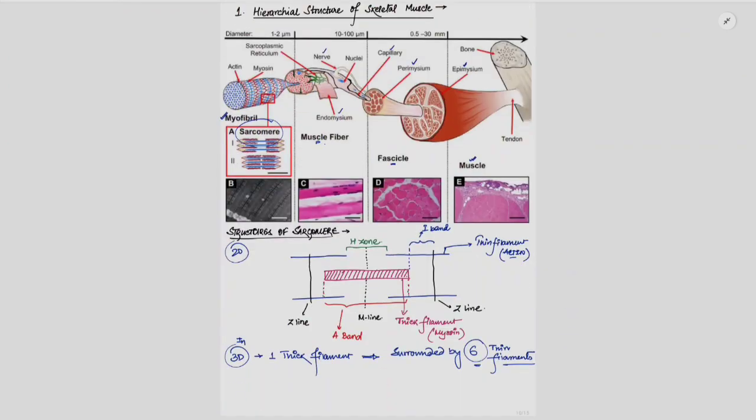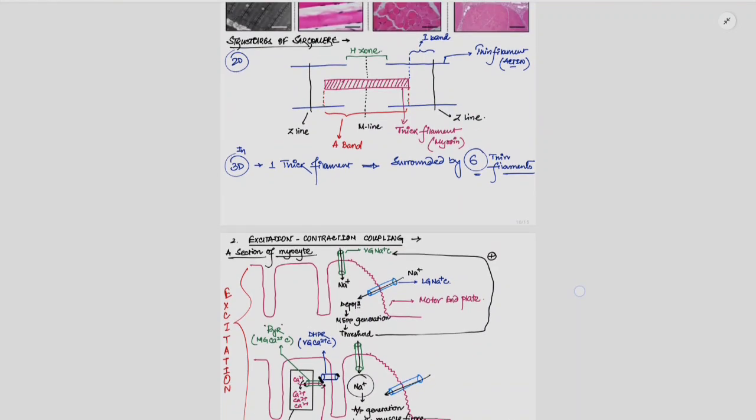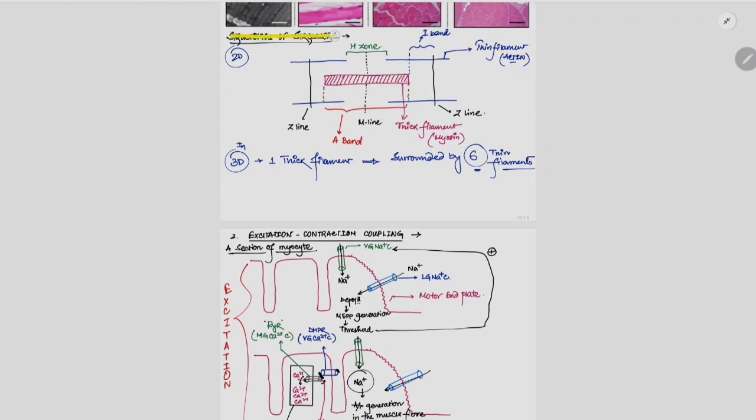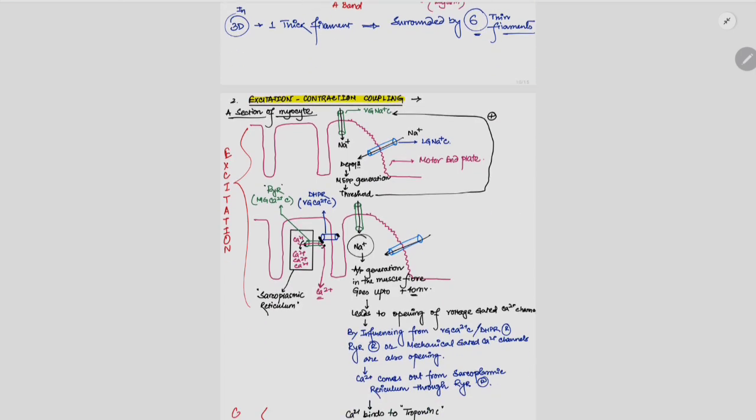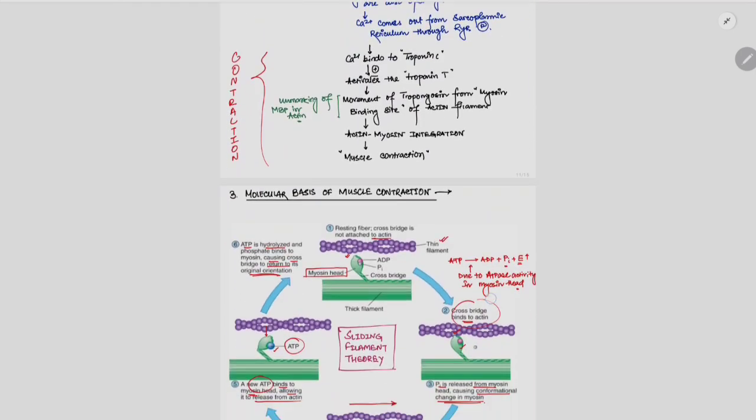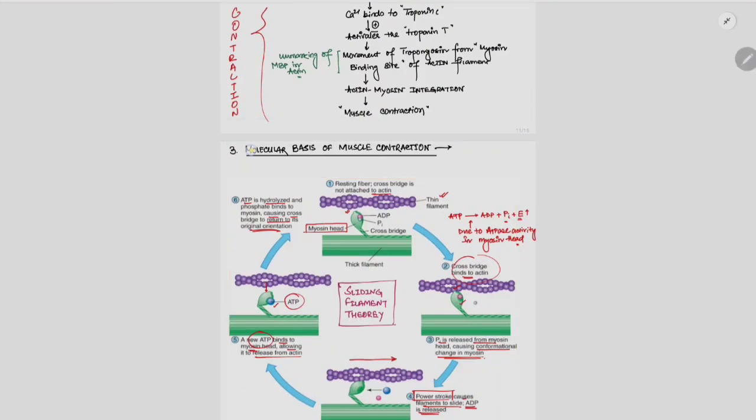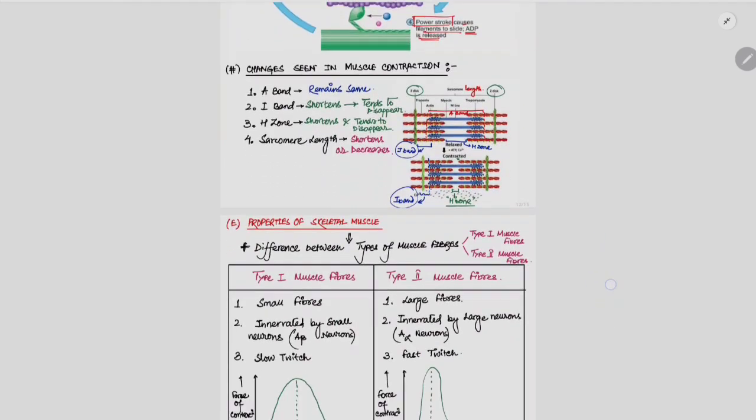Then in the mechanism of muscle contraction, the most important thing is the structure of the sarcomere. It is the most important here, and excitation contraction coupling also comes as a short note. And obviously, the molecular basis of muscle contraction will also come as a short note.